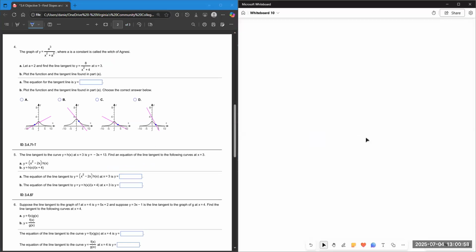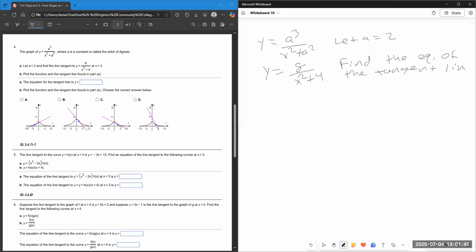Look now at number 4. Given the equation y equals a cubed over x squared plus a squared, where a is a constant, and this is called the witch of Agnesi. So let a equal 2 here, meaning this is going to be 8 over x squared plus 4 for our problem. And then we want to find the equation of the tangent line at x equals 3. So normally we'd call that a, but we already used a in our formula. So y of 3 is equal to 8 over 9 plus 4. It's 8 over 13, giving us the point (3, 8/13).